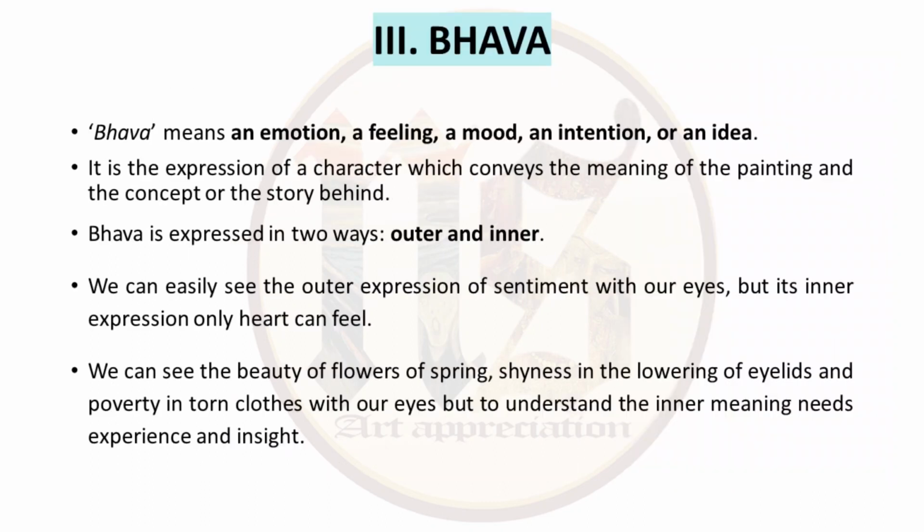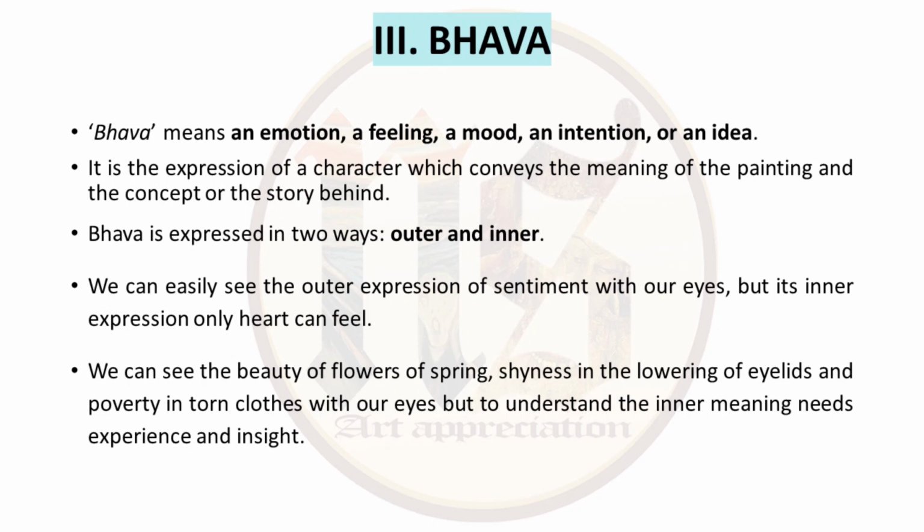The third limb out of the 6 limbs is Bhav. Bhav means an emotion, a feeling, a mood, an intention or an idea. It is the expression of a character which tells the meaning of the painting and the concept or story behind the painting. Bhav can be expressed in 2 ways, outer and inner. Outer bhav can be seen with our eyes, but the inner expression only our heart can feel. Like we can see the beauty of flowers, shyness in the lowering of eyelids, poverty in old and torn clothes, but to understand the inner meaning, we need to have proper insight and experience.